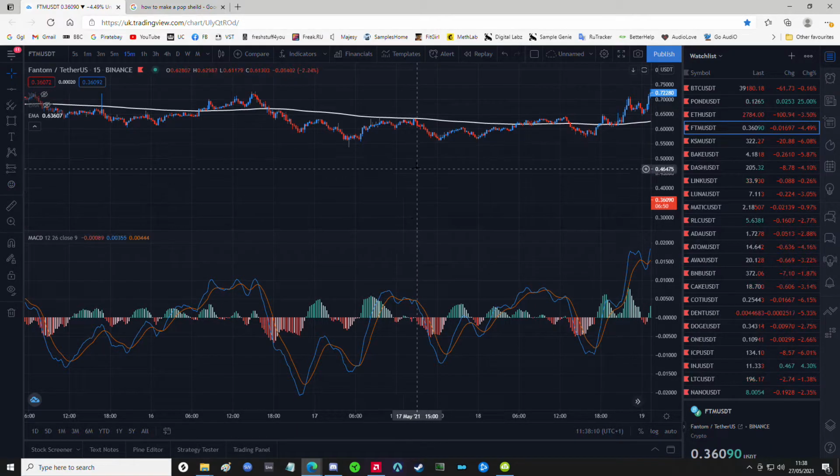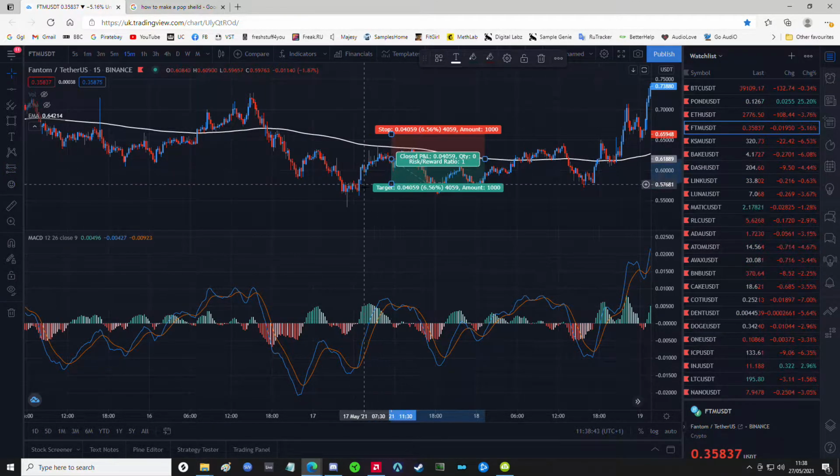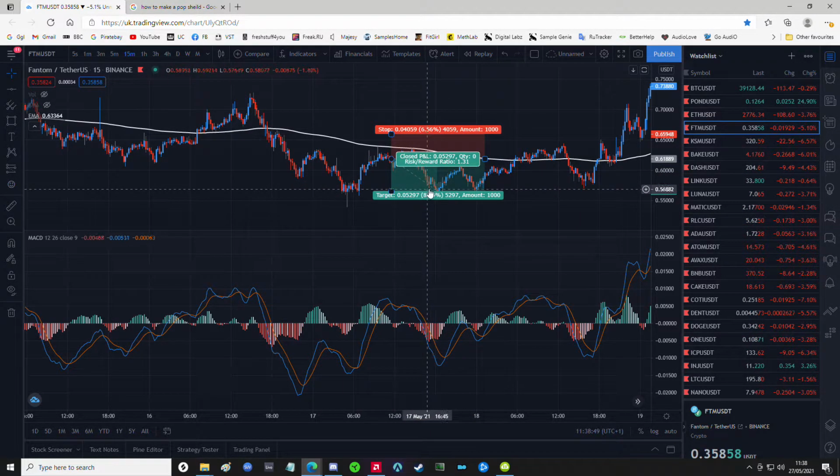So here's a signal. The MACD is crossing below the signal line, going downwards, and we're also in a downtrend on the EMA, and the EMA is above price. So there's a trade there that lined up and would have won.